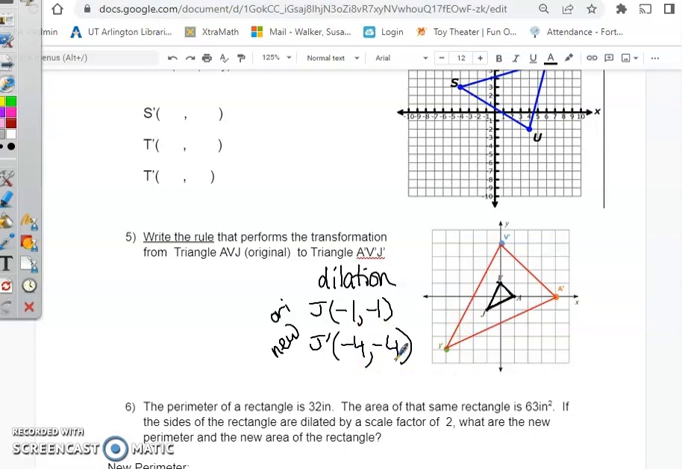Okay. So one thing we know about a dilation is that if it gets larger, you have a scale factor greater than 1. If it gets smaller, you have a scale factor less than 1, more than 0, but less than 1. Okay, so we can tell from here to here, this is an enlargement. So we should have a scale factor greater than 1 if we're enlarging this. I'm just going to put enlarge.